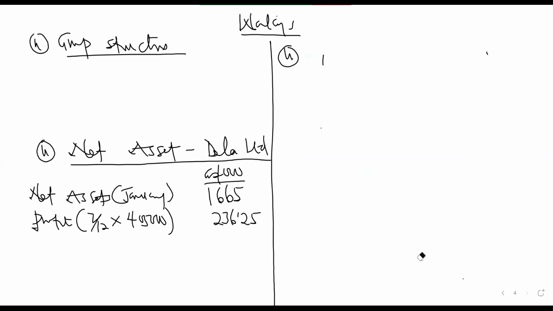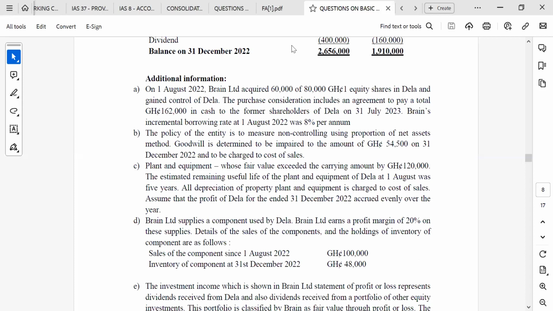Let me write the purchase consideration. Okay, so let's put present value here. We are buying the shares, we are acquiring 75% of the company on what? On 1st August. But they are saying that we are going to be paying them 162,000 in cash on 31 July 2023. How many years from now?